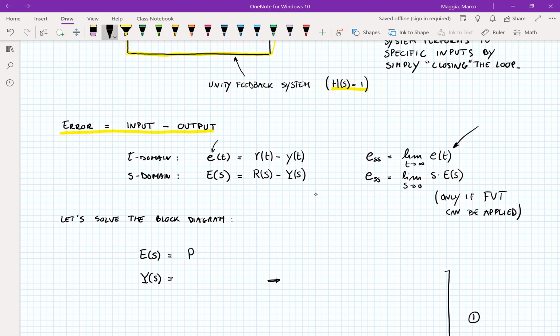So E of S is R minus Y. And that would be the equation. N, in this case, the capital N, is equal to 1 because we only have one summing junction. What about the equation for the output?